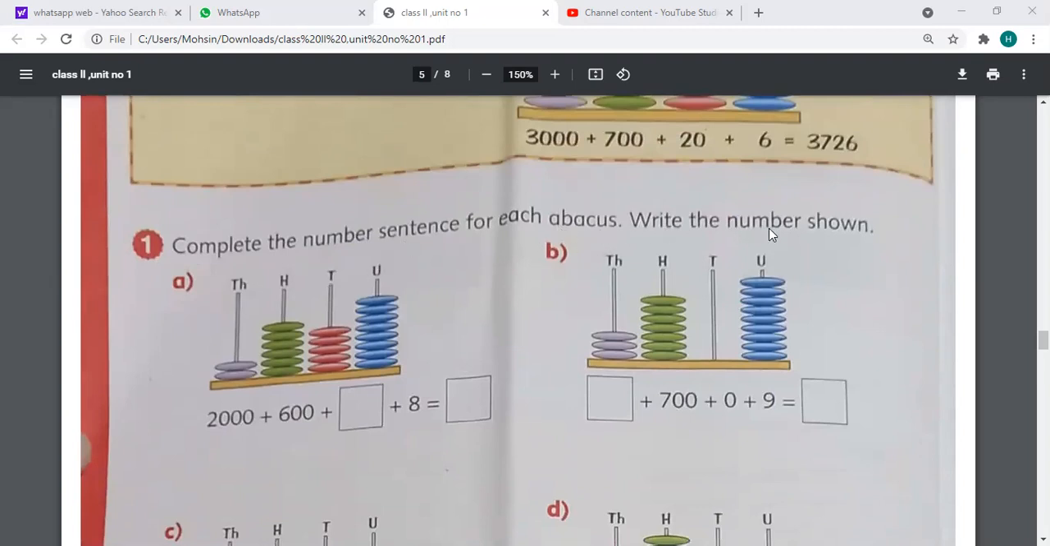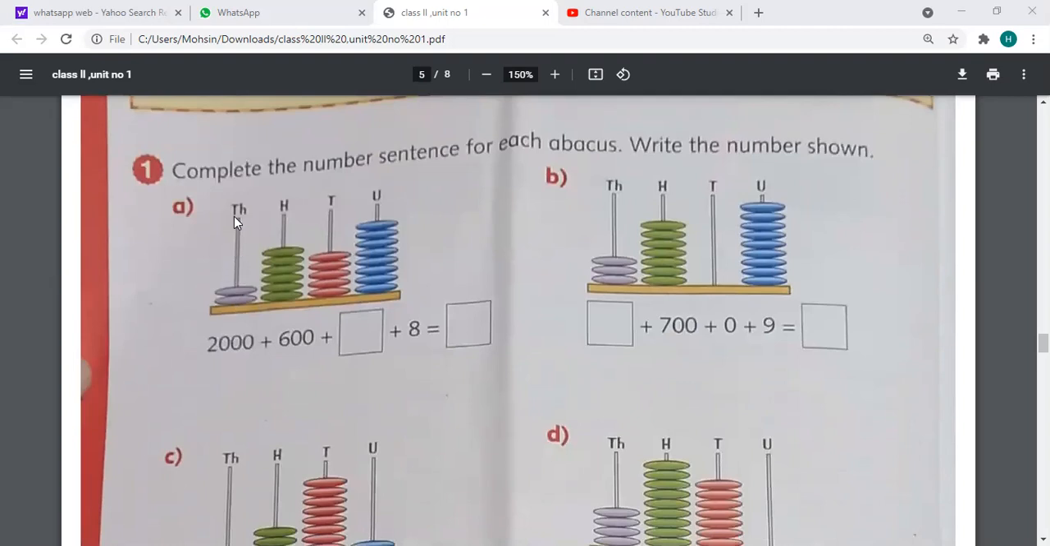So by using this method, I'm going to solve question number 1, that is complete the number sentences for each abacus, write the number shown. I'm going to do the A part for you. In the A part, you can see this one is a thousands place. So there are 2 beads, they write 2, and how many zeros in a 1000? 3. So you can see they write 3 zeros.